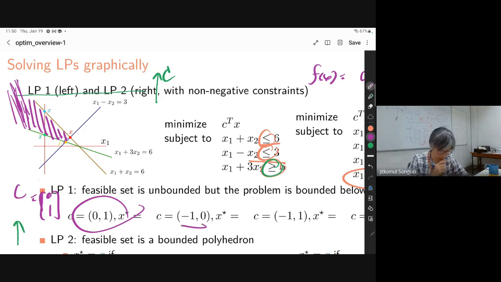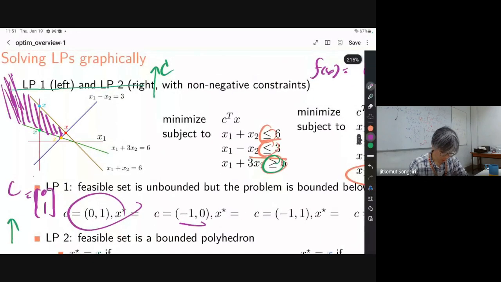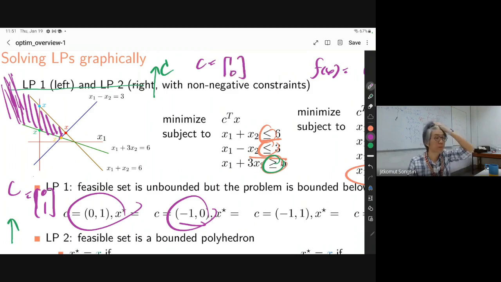Now C is what? What about C is -1? Maybe no. Okay, I want you to do all the exercises in this, but maybe I give C as 1 and 0. C is 1 and 0. What are the level sets?